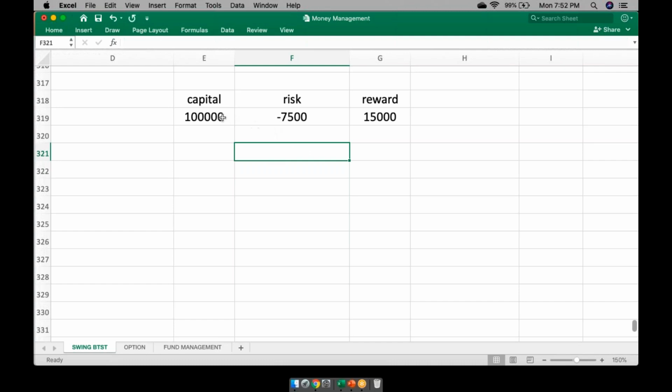See, I told you 2 ways. With 1 lakh capital, if you are ready to take a risk of 7,500, then you should expect at least 15,000 rupees as a reward. On 1 lakh capital, if you are expecting 15,000 rupees as a reward, then the minimum risk appetite, risk capability, should be 7,500.